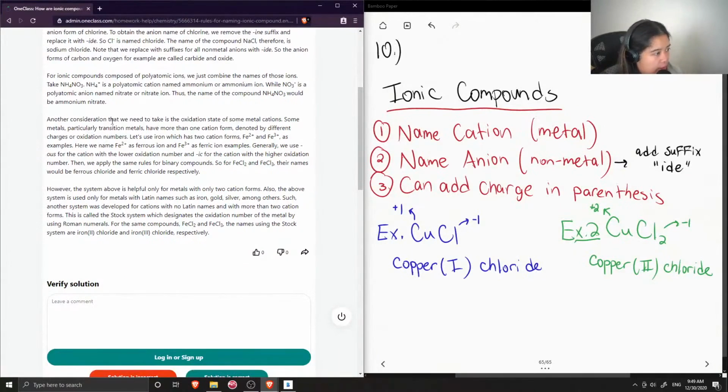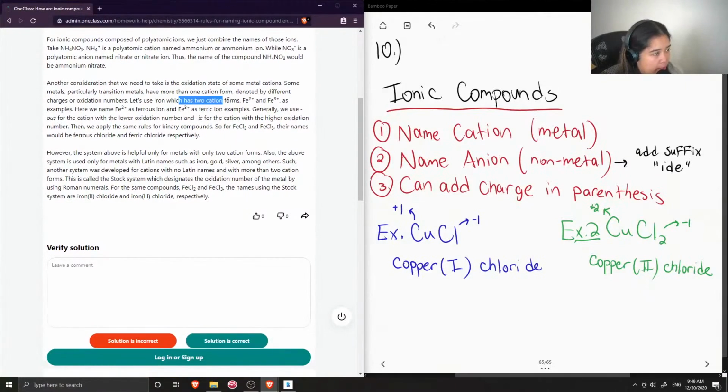And then another consideration we need to take is the oxidation state of some metal cations. So they show that iron can have 2 cation forms, Fe2+ and Fe3+. Fe2+ is also known as the ferrous ion. Fe3+ is the ferric ion. Generally, we use "ous" for the cation with the lower oxidation number and "ic" for the cation with the higher oxidation number. And then we apply the same rules for binary compounds.